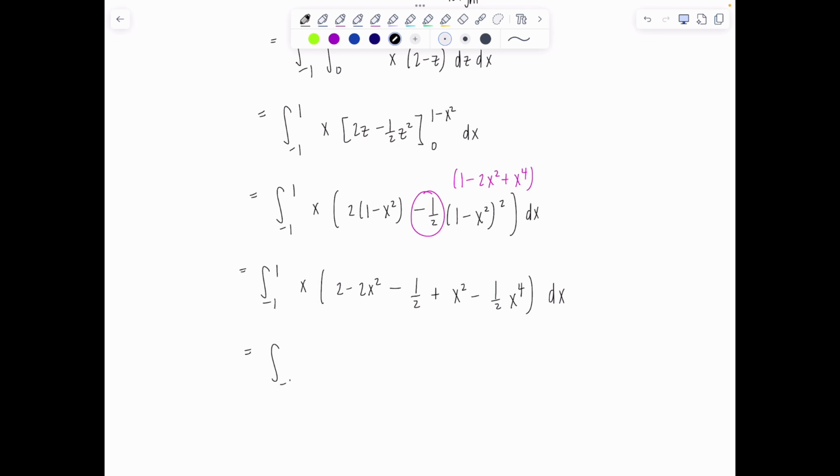I didn't do this one ahead of time, you guys, so let's make sure I don't screw up. Okay, let's combine like terms. 2 minus 1/2 is 3/2, and there's an x out there, minus x squared, and there's another x out there, so minus x cubed, minus 1/2 x to the 5th, right? Dx. It's an odd function, it should be 0. Is it 0? Is that the answer? Okay. Good.